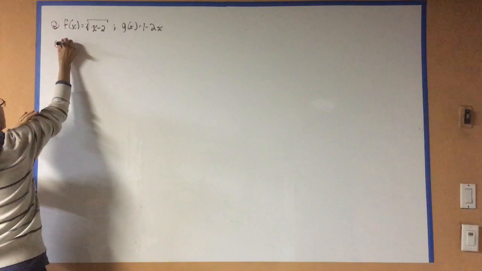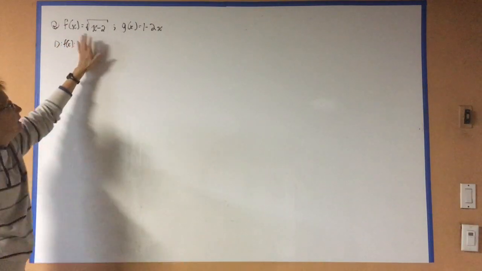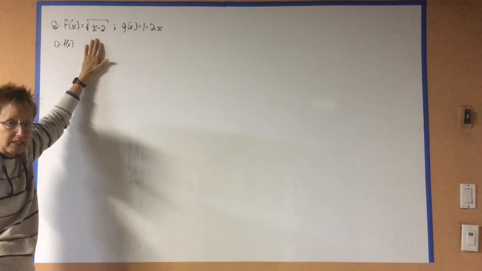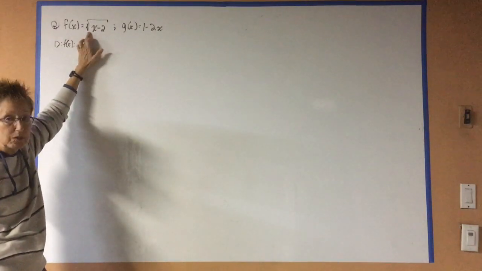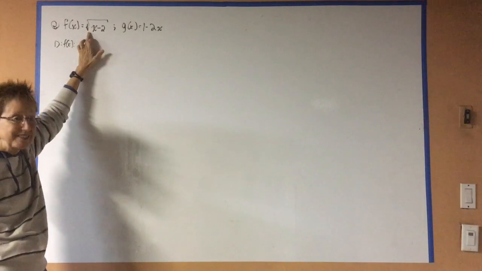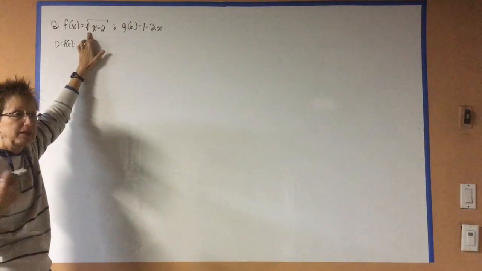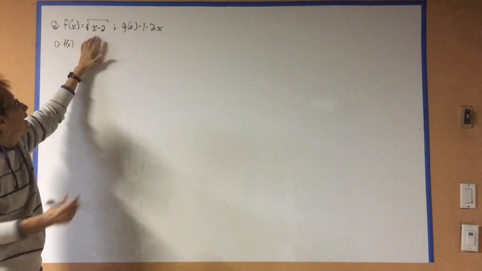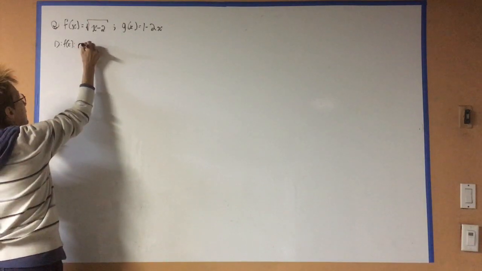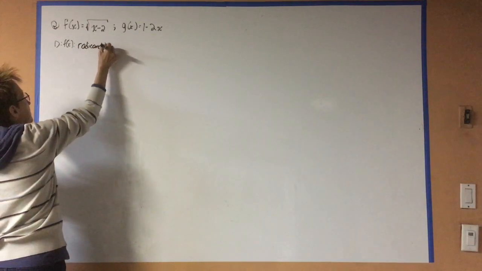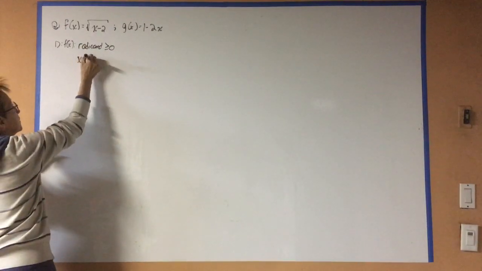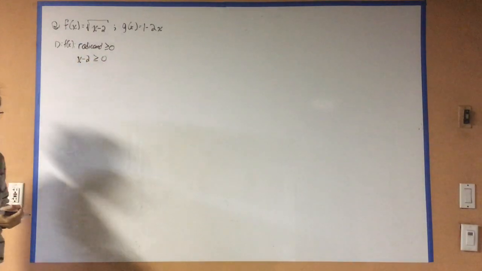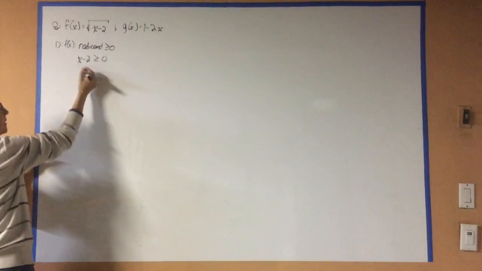So domain of f of x. I'm looking for restrictions on x. I don't see any x's in denominators, but what I do see is an x underneath an even root. So it's in a square root, which means that I do have issues because I need to keep the answers real. So the radicand, if you recall, has to be greater than or equal to 0. The radicand in this case is x minus 2, has to be greater than or equal to 0.